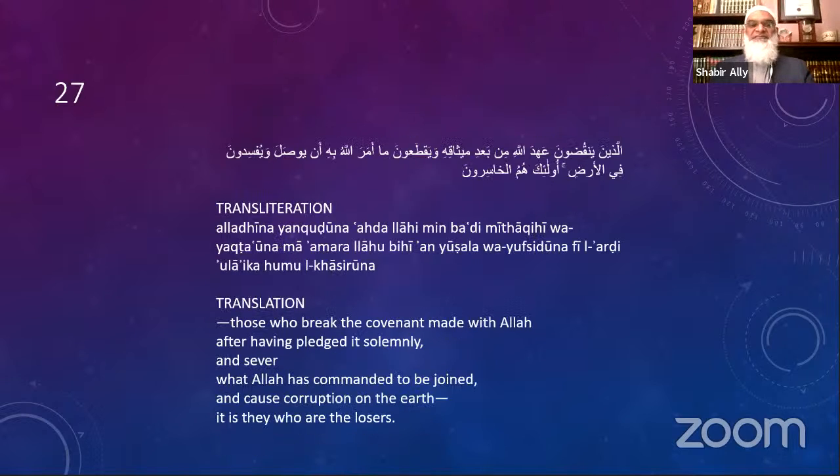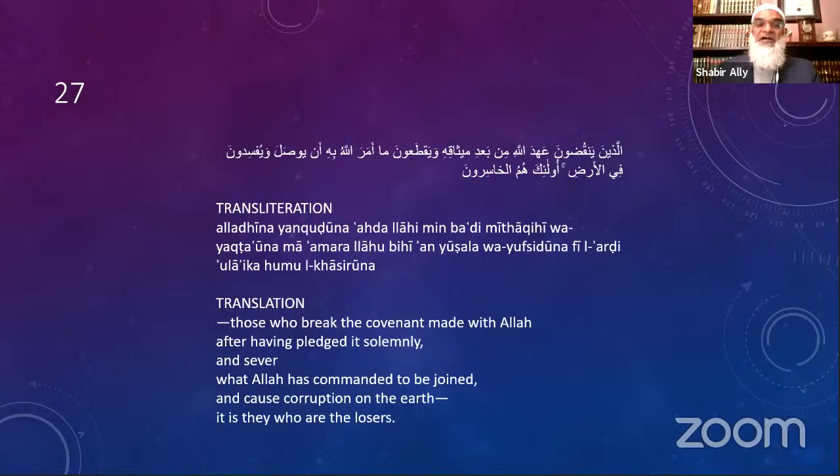Okay, now the 27th verse, and we're getting here to the end, only two more to go after this one. الذين ينقضون عهد الله من بعد ميثاقه ويقطعون ما أمر الله به أن يوصل ويفسدون في الأرض أولئك هم الخاسرون. Let me look at the English transliteration.